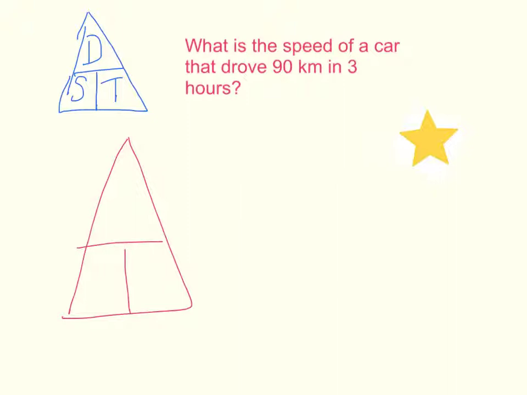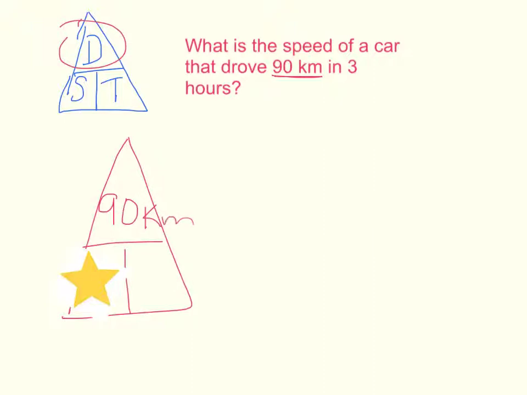All right, on this one it says, what is the speed of a car that drove 90 kilometers in 3 hours? Again, I'm going to cover up the speed, because I don't know what that is. Do I know how far it went, the distance? It says it was 90 kilometers, so I'm going to put that up here.